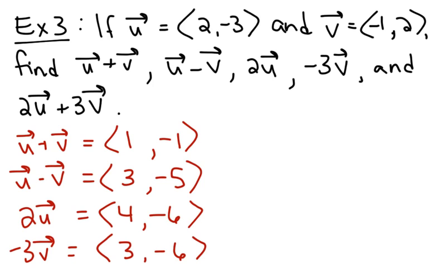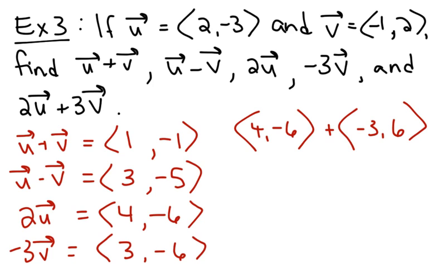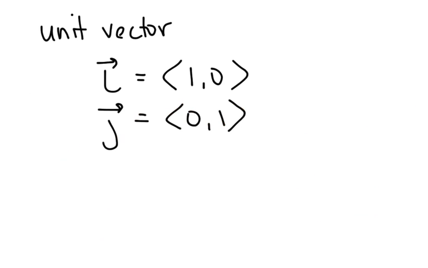And then to do 2u plus 3v, we already know 2u is 4, negative 6. And then 3v, if I ignore the negative, 3v is going to be negative 3, 6. So when I add those together, I'm going to get 1, comma, 0. And that's what 2u plus 3v is. It's really just adding and subtracting integers. That's all it is. As I said earlier, all the properties of real numbers hold true for all the vectors.